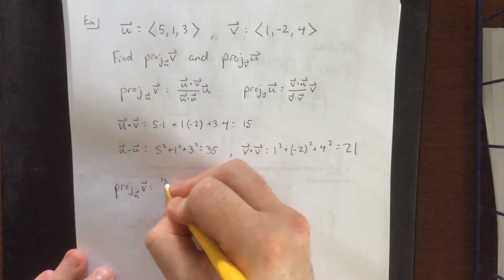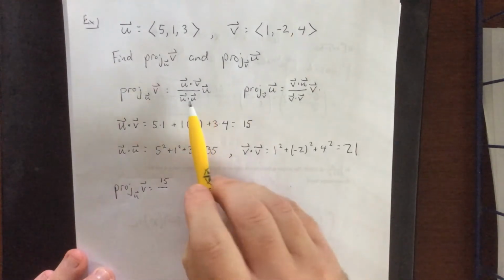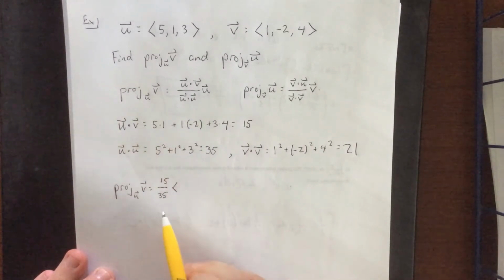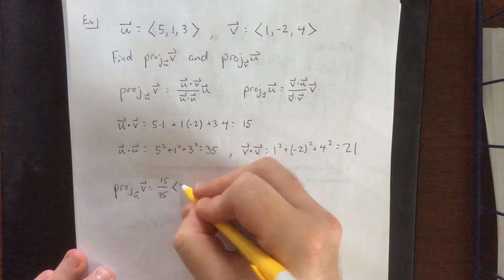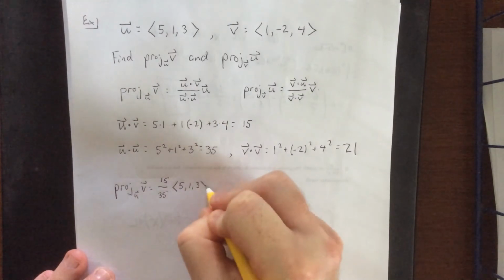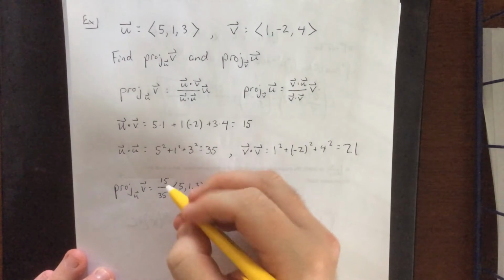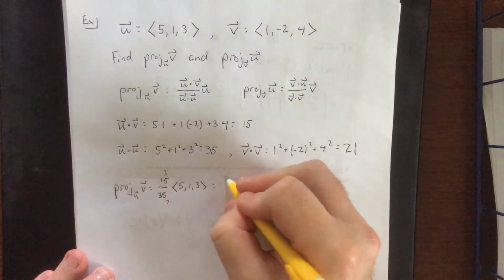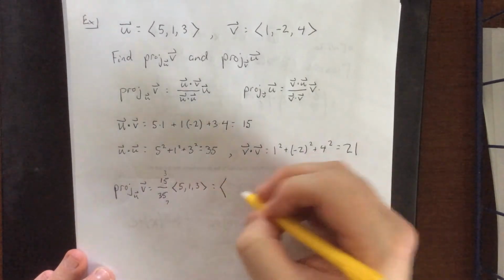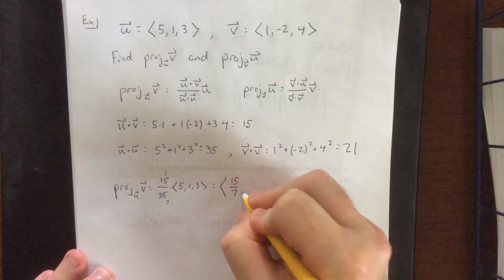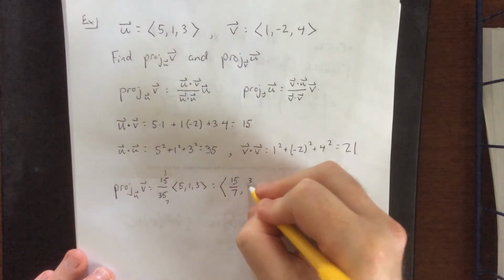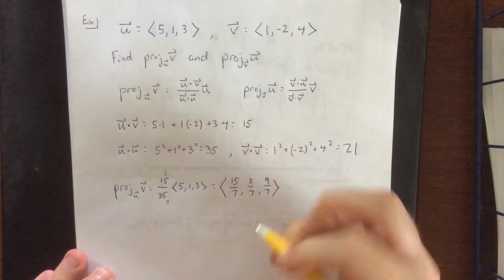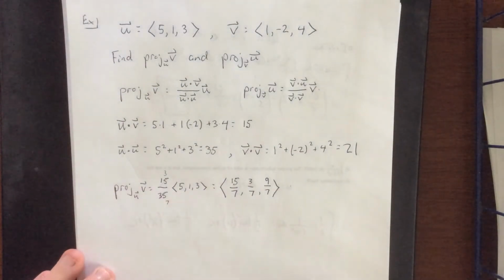So, the projection of v onto u is equal to the dot product of u and v, which we said is 15, divided by the dot product of u with itself, which is 35. We can reduce that fraction, multiplied by the vector u. So multiplied by (5, 1, 3). Now what I'm going to do is reduce this fraction down so that it's 3/7, and then distribute it through for each of these components. So 3/7 times 5, we get 15/7. 3/7 times 1, we get 3/7. And 3/7 times 3, we get 9/7. This would be the vector projection of v onto u.